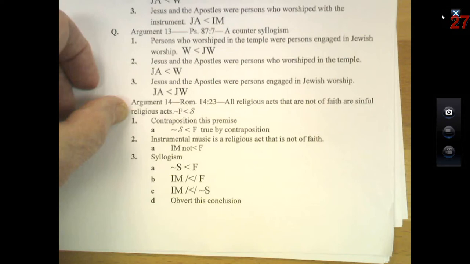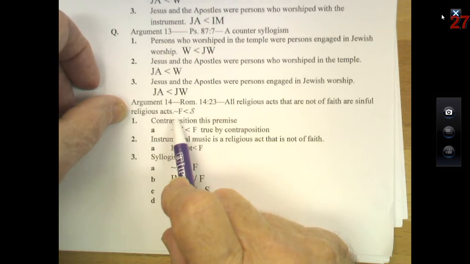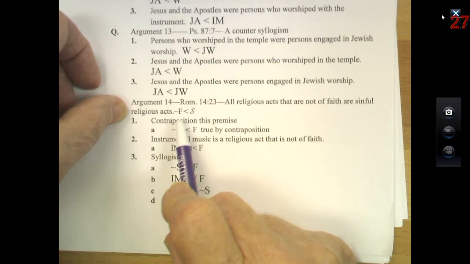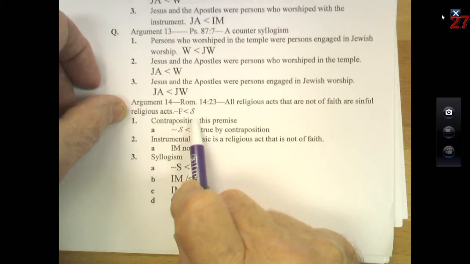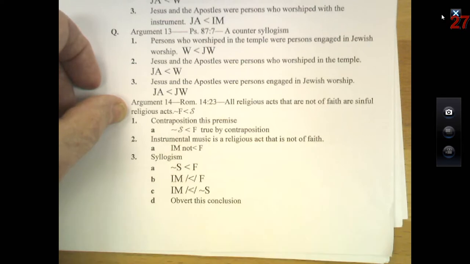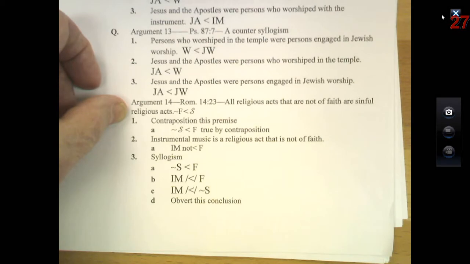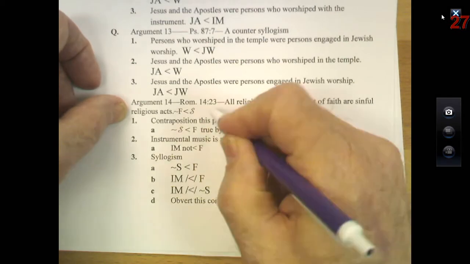What's the conclusion of that? Whoever has doubts is condemned to eat. So all religious acts that are not of faith are sinful religious acts. Okay, so I could say all religious acts that are not of faith are sinful religious acts. So no F is S. Now what kind of statement is that? That's an A statement.